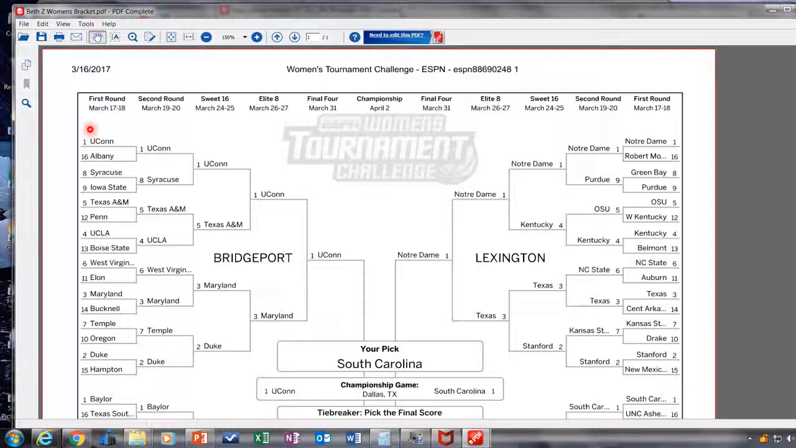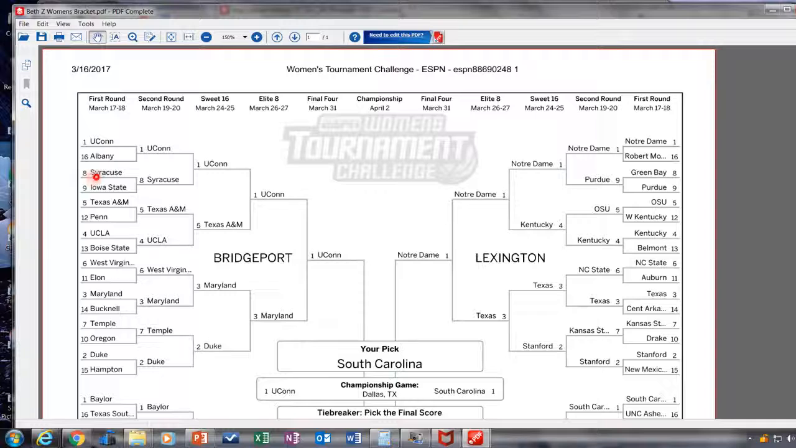These numbers here, just to the left of the name, is the seed. So here, UConn is the number 1 seed in this region, the Bridgeport region. They're playing Albany, which is number 16, so that is going to be an almost definite win for UConn. So that's why Beth chose UConn as the winner in the first round. So now these are her picks. These are not the actual winners. So the seeds can guide you pretty much.